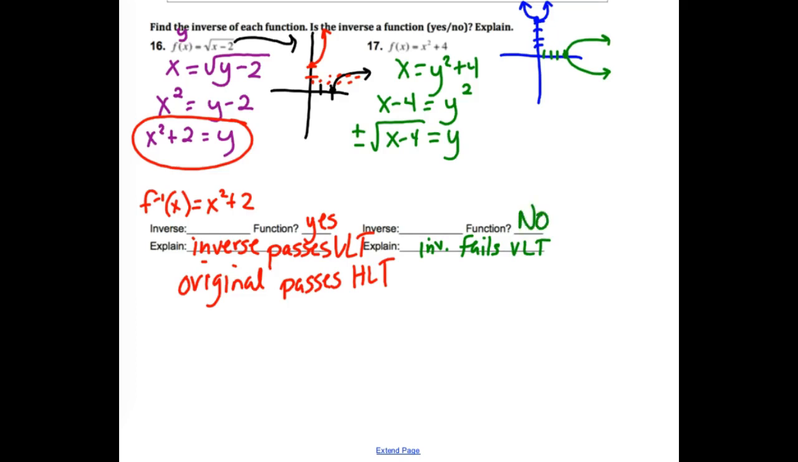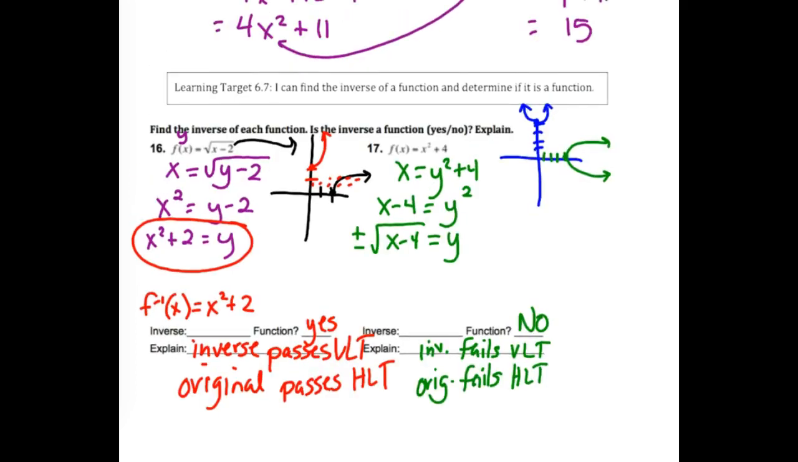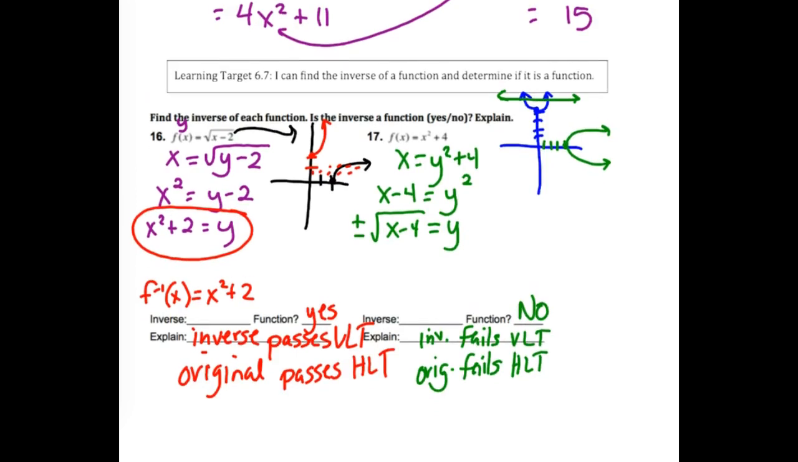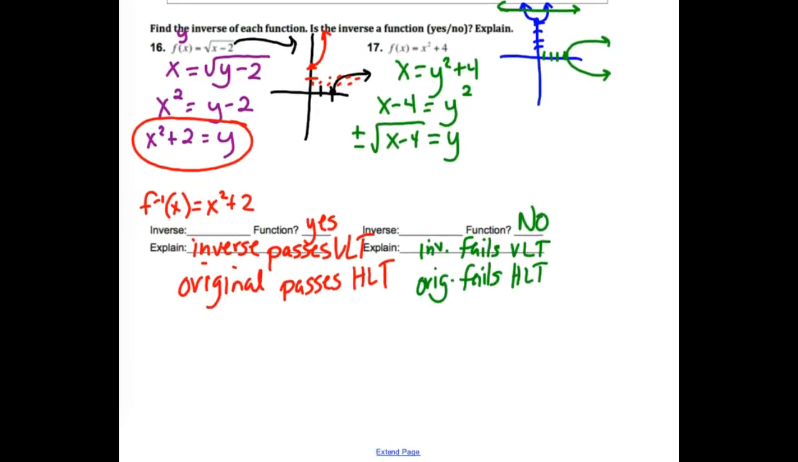Or we could say the original fails the horizontal line test. So again, if I had graphed a horizontal line anywhere through there, we can see that it's not passing that test. It's hitting it in more than one spot.